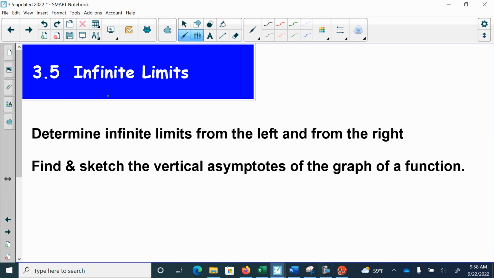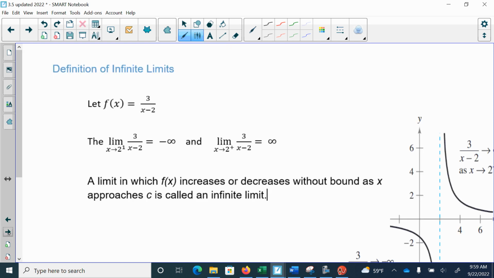Okay, so today we're doing infinite limits. So you're going to determine the infinite limits from the left and the right, and then you're going to find and sketch the vertical asymptotes of the graph of the function. So this is kind of like a review of what we've already done with the rational functions earlier. The only difference is now we're going to sketch the asymptotes, like which direction they go.